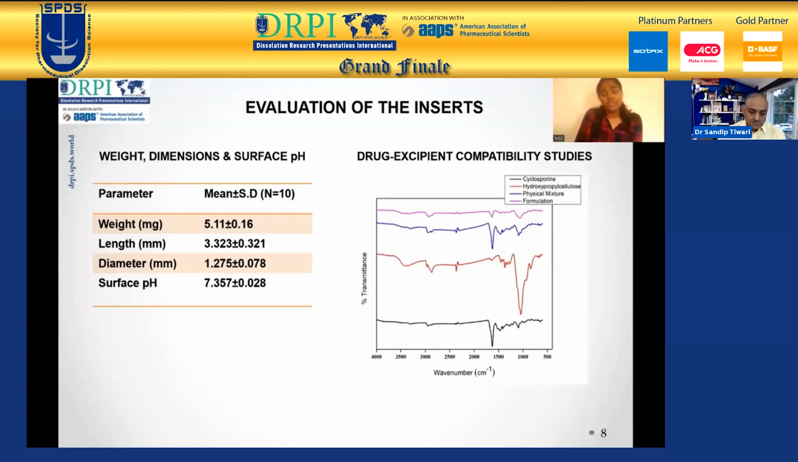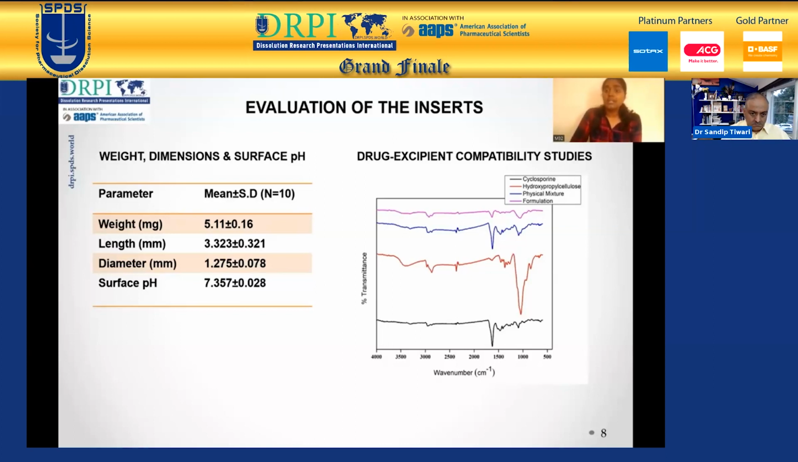Then, after fabrication of the inserts, evaluation was carried out. The weight of the inserts were around 5 mg and the average dimensions were 3.3 by 1.27 mm. The surface pH of the developed inserts was 7.3, that was in accordance with the ocular pH.